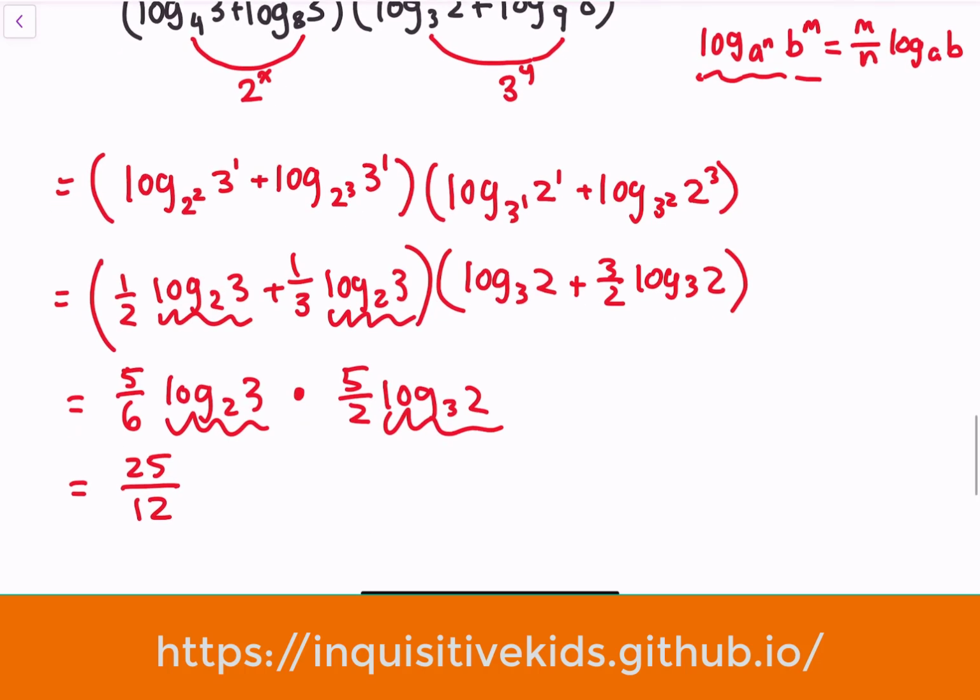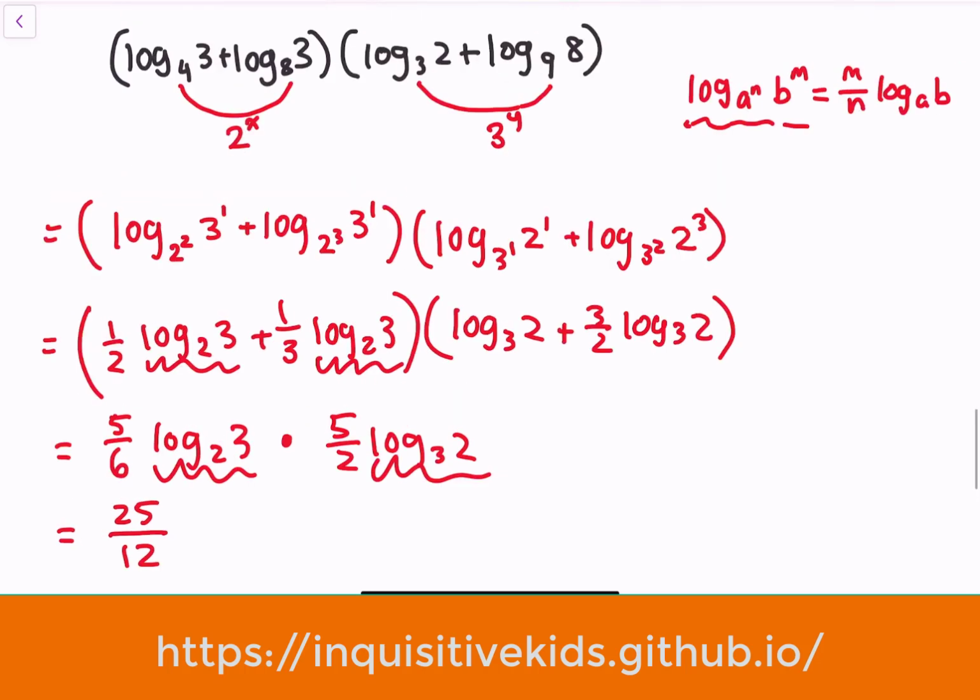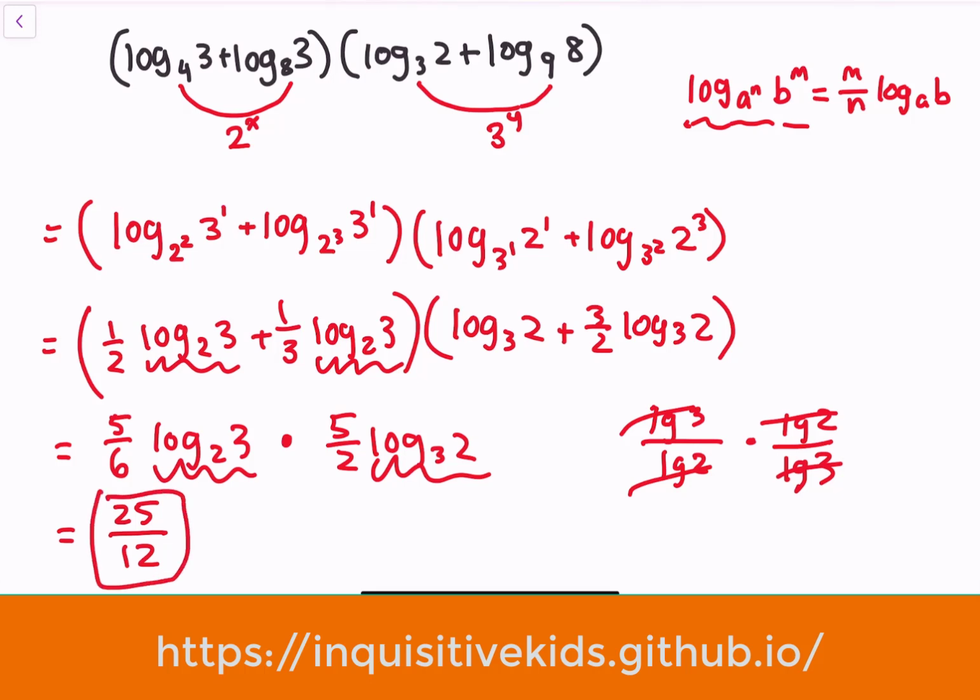But how can we simplify this? Multiplying these two is the same thing as saying, if we use the change of base formula, log 3 over log 2 times log 2 over log 3. As you can see, this just gives us 1. So our final answer is 25 over 12.